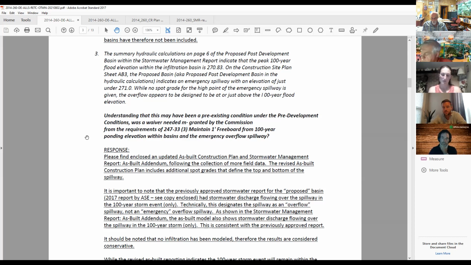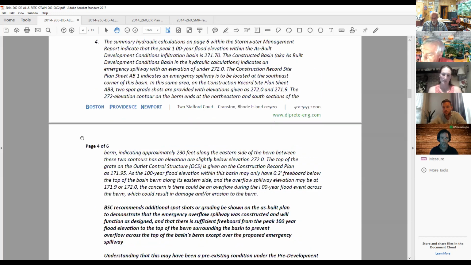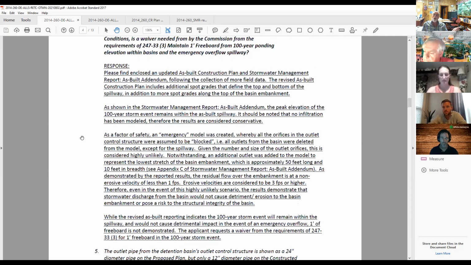So that's great, because that kind of gets into item number 4, where your 100-year flood storage elevation is on the spillway. And previously, that waiver was granted. What was built wasn't what was permitted, but your calculations have demonstrated to us that that's acceptable. Correct. Yeah.